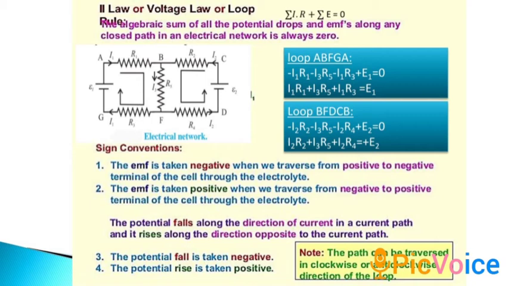Now, consider the second loop BFDCB in anti-clockwise direction, and applying the sign conventions, we get minus I2 R2 minus I3 R5 minus I2 R4 plus E2 is equal to 0. Therefore, E2 is equal to R2 I2 plus I3 R5 plus I2 R4.